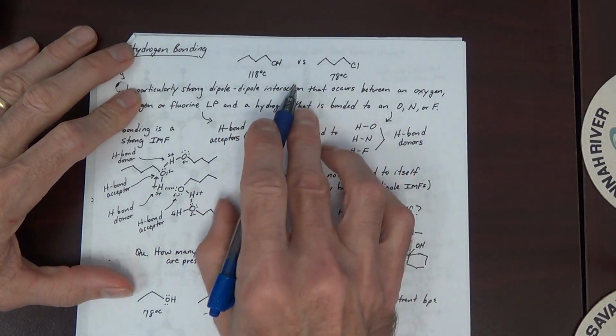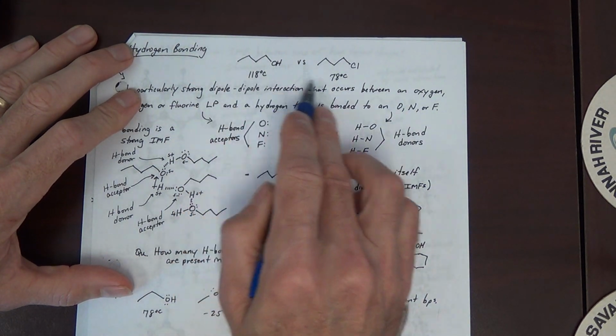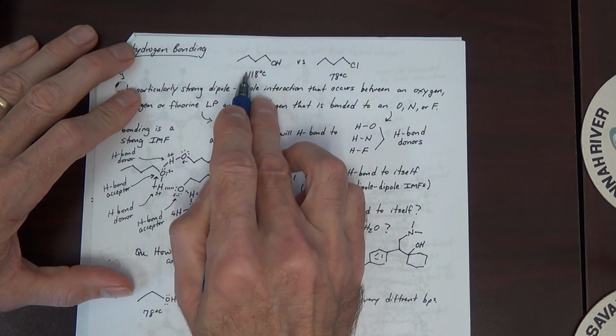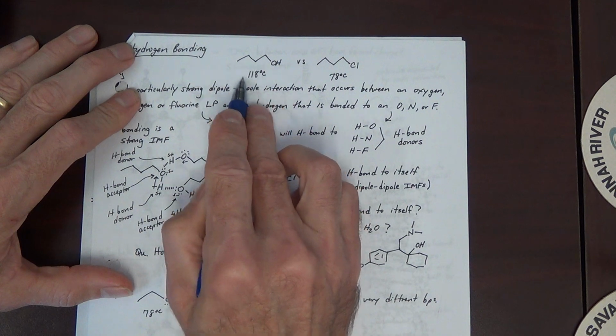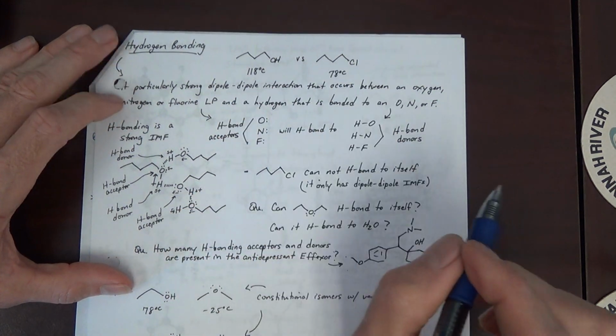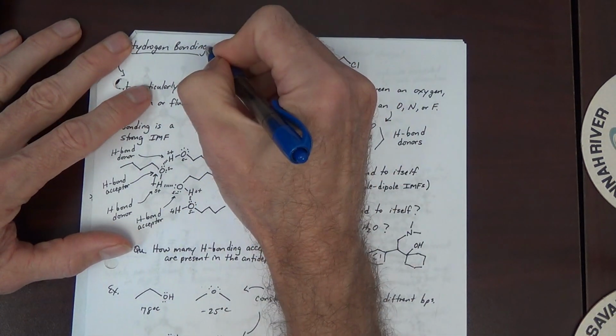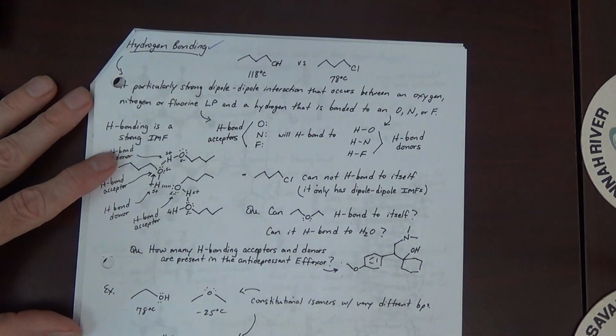And let's look at these two examples. We have an alcohol and an alkyl chloride. And the alcohol has a significantly higher boiling point than the alkyl chloride. Why? Well, hydrogen bonding.